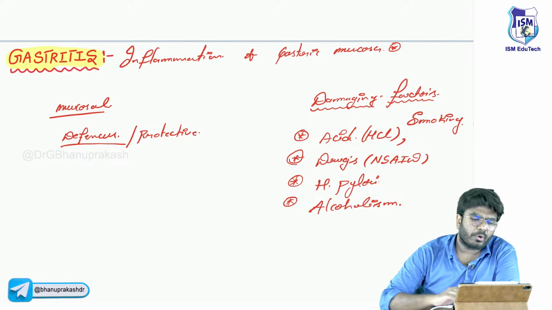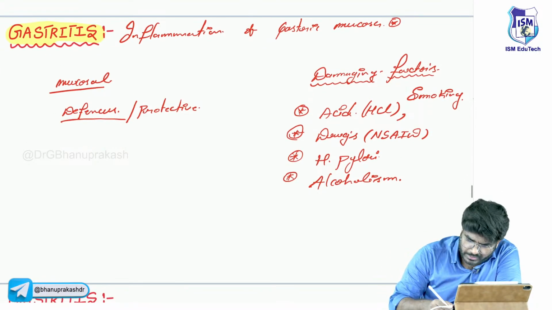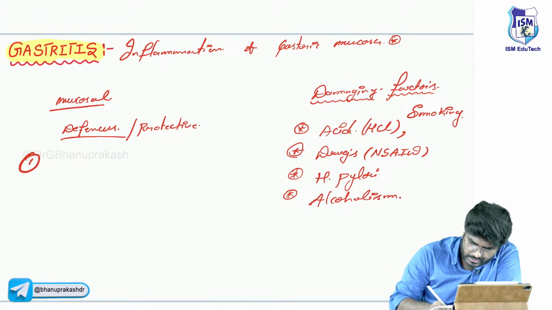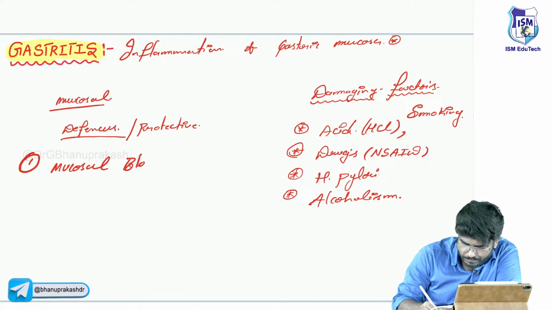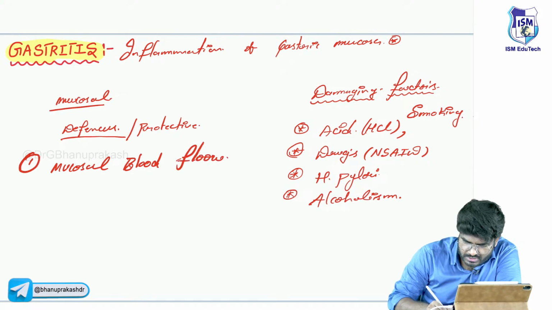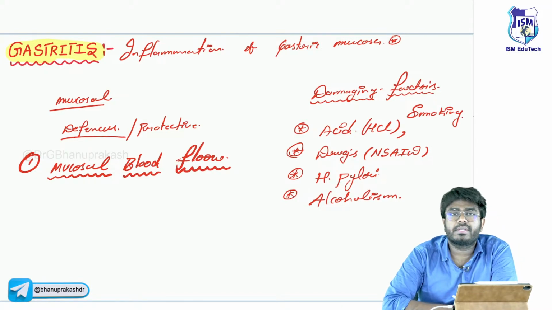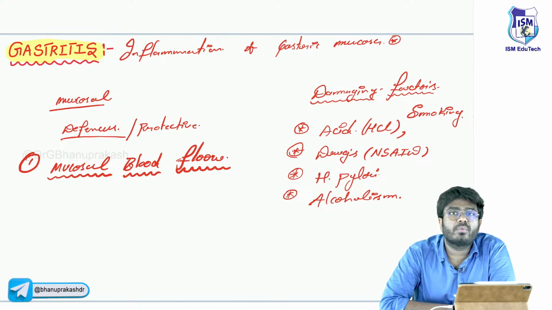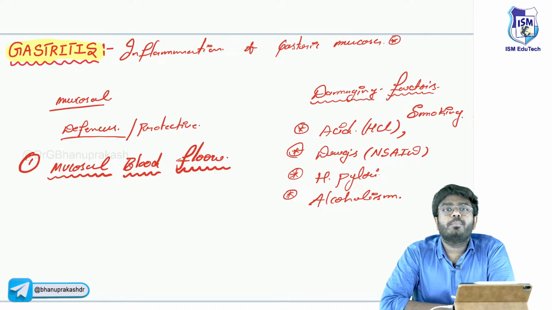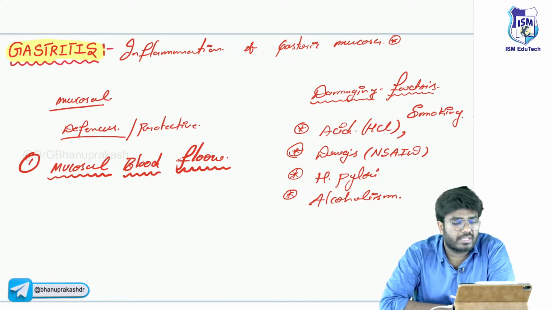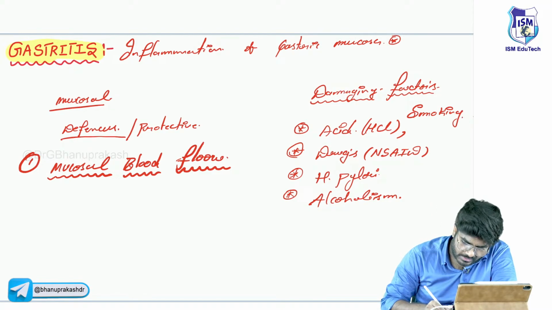Now, what are the protective factors? Number one protective factor is mucosal blood flow. I am writing this in broad letters because this is very important. A good amount of mucosal blood flow is very important for the proper production of mucus in the stomach. So this is a protective factor.